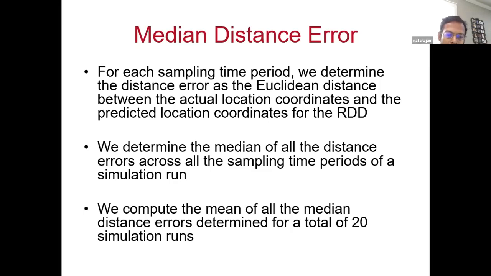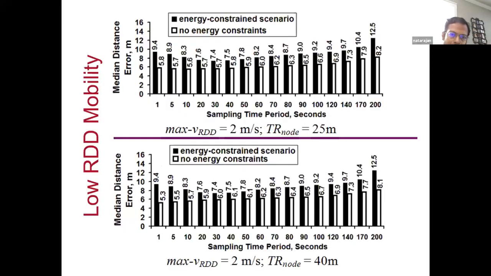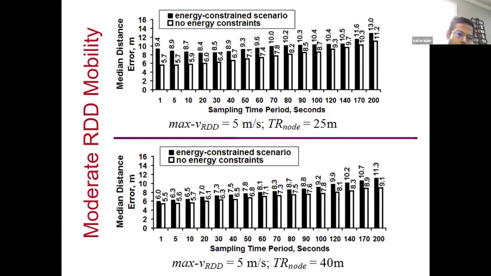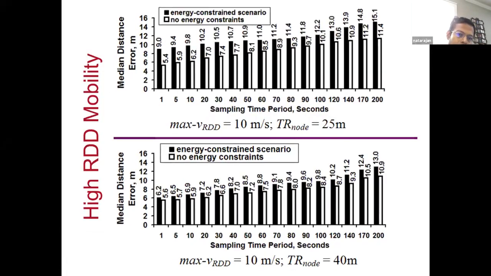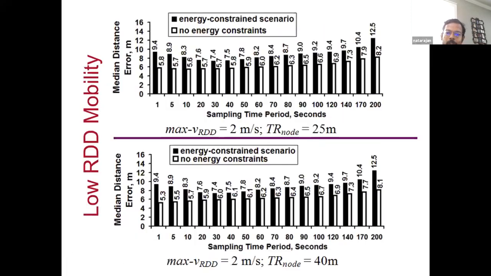We run several simulation runs for a particular operating condition and take the mean of those median values. We ran the simulations for different operating conditions, where we vary the mobility of the RDD: low mobility, 2 meters per second, moderate mobility, 5 meters per second, and high mobility, 10 meters per second, which is the Vmax value I was initially talking about. And then the transmission range of the sensor nodes. This is a 100 meter by 100 meter sensor network, and the transmission range of the nodes is varied from 25 meters to 40 meters. 25 meters is low to moderate density, and 40 meters is moderate to high density.